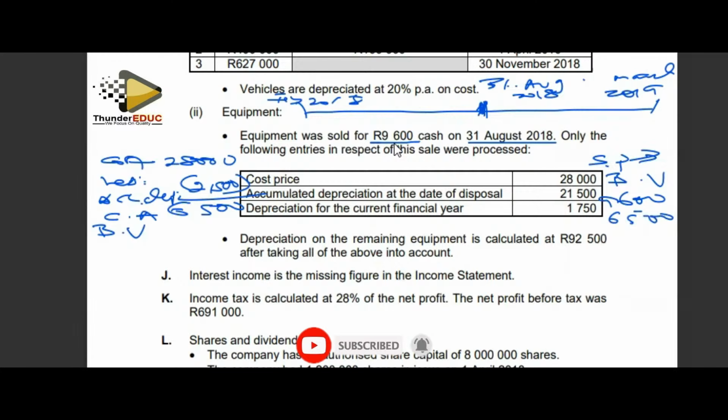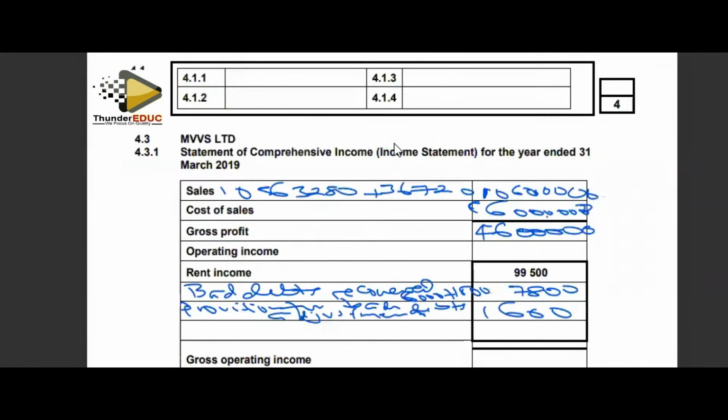How much do we get? Let me see. 9,600 minus 6,500. So I'm seeing there is a difference of 3,100. Okay. So we have to record that difference in our solution. So this is profit on sale of asset. What is that profit? We need the profit, which is 3,100.